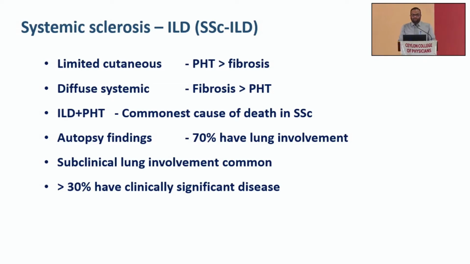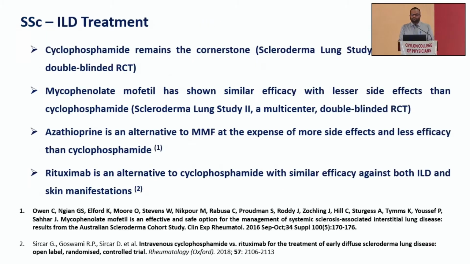So now I'm going to talk about systemic sclerosis related interstitial lung disease. So another important thing is limited cutaneous systemic sclerosis patients have more pulmonary hypertension than fibrosis, and diffuse systemic sclerosis patients have more fibrosis than pulmonary hypertension. And interstitial lung disease and the pulmonary hypertension is the commonest cause of death in systemic sclerosis. And in autopsy findings, there are about 70% lung involvement. That means there are a lot of patients who have subclinical interstitial lung disease in systemic sclerosis patients. Only about 30% have clinically significant disease.